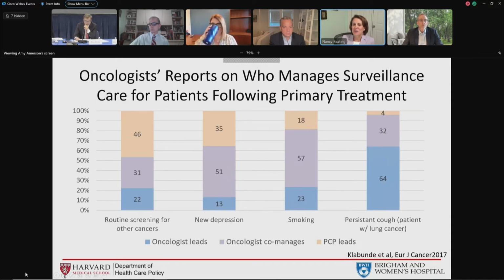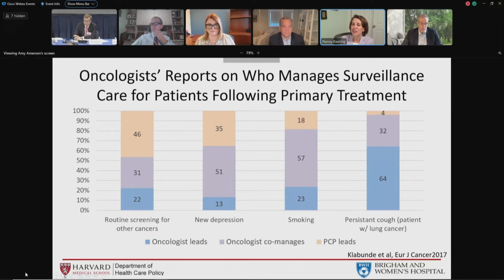And I'll leave with one more set of data from a large national survey of oncologists who reported about who manages the surveillance care for patients following primary cancer treatment. This shows the proportion of oncologists reporting that they took responsibility themselves in blue, that they share responsibility with the PCP in purple, or that the PCP or another physician leads the care. And you see that there's a lot of purple, and you also see that these things vary a lot depending on what the issue or the problem might be of survivorship care.